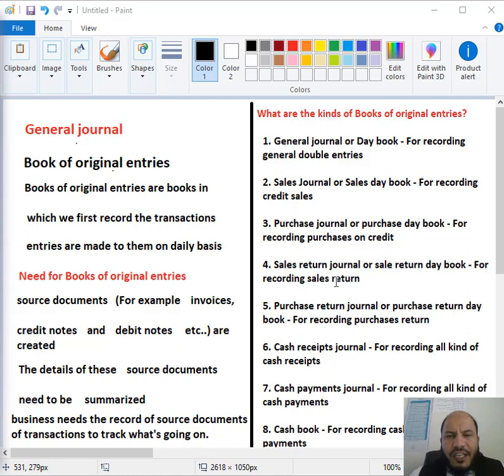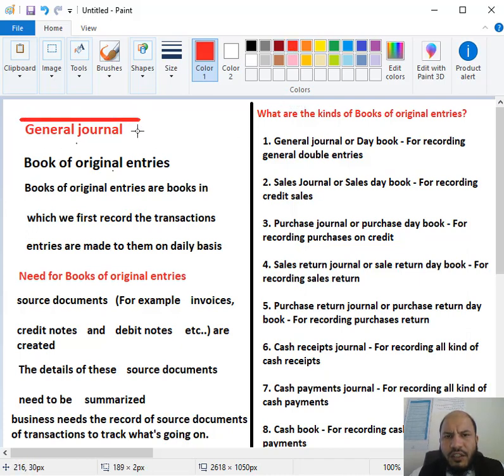Intermediate accounting class. Dear students, our discussion today is about the general journal. Let's explain what the general journal is, how we can prepare it, and what the purpose of this general journal is. Dear students, if you see the slides, in this notebook or worksheet, we have an explanation about the general journal.